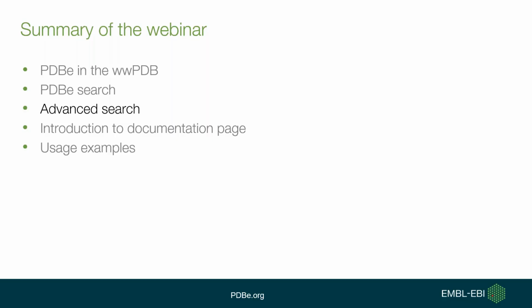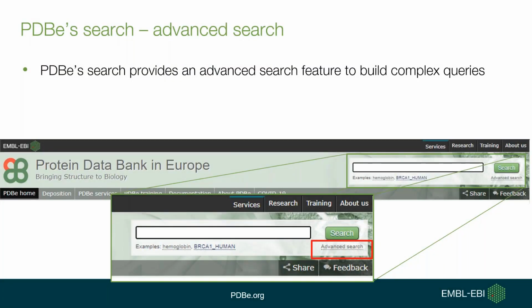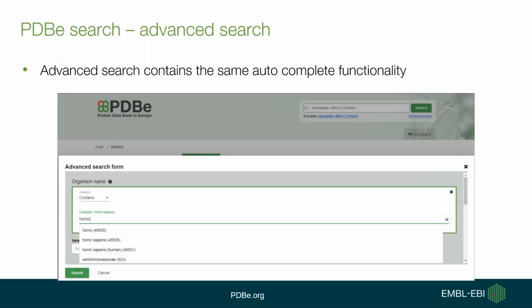If you want to do more advanced searching, you can use our advanced search functionality, which is available again in the same place on the home page, just underneath the search button. There is a button here with advanced search, which allows you to build more complex queries. It contains the same autocomplete functionality as you start typing. For example, I started typing homo here, and we can see all the things that have matched that in the organism name here.